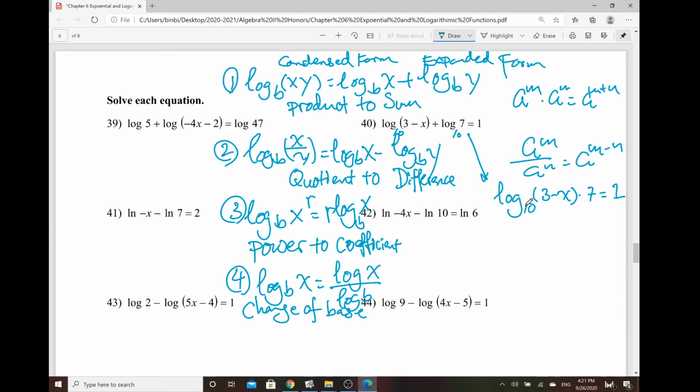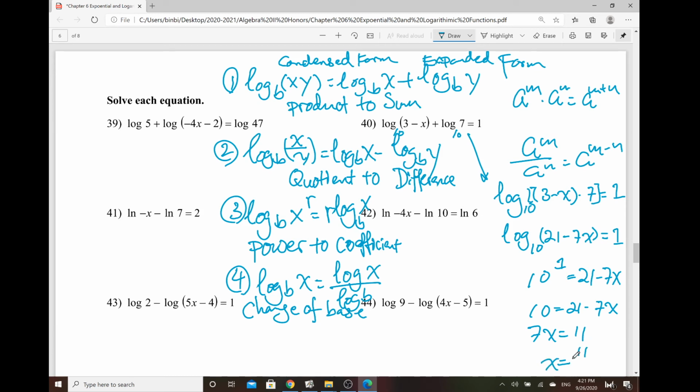Now, before we convert it, we can put it in as log base 10 of 21 minus 7x, because for the product here, you want to distribute. For those of you wondering how we get rid of the log base 10, we can either raise it to the power with base 10, or convert it back to the exponential form. The exponential form is 10 to the first power equals 21 minus 7x. So 10 equals 21 minus 7x. In other words, 7x equals 21 minus 10, which is 11, and then x equals 11 over 7.